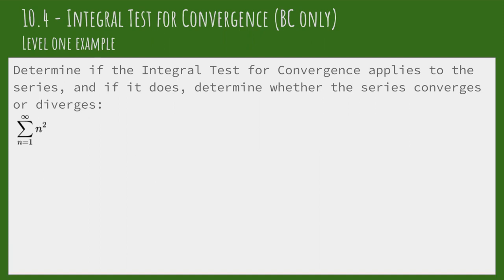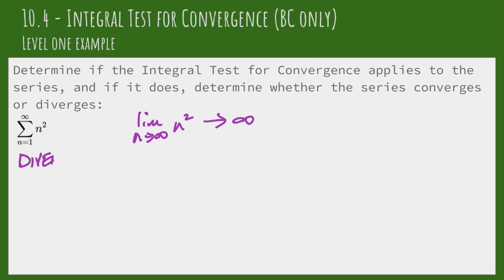This example here, we don't actually need to use the integral test. So if we think about what's happening here as n is getting bigger, so as the terms get bigger, n squared is getting even bigger. So the limit of the terms as n approaches infinity is infinite. And so the nth term test for divergence tells us that this series is going to diverge.